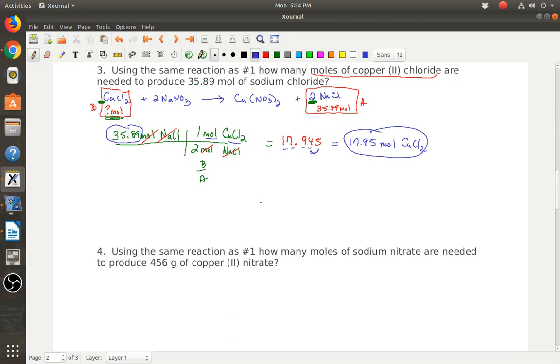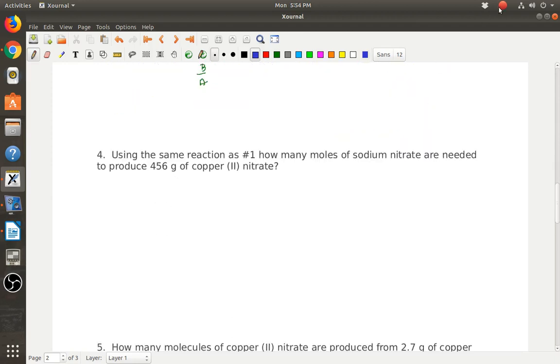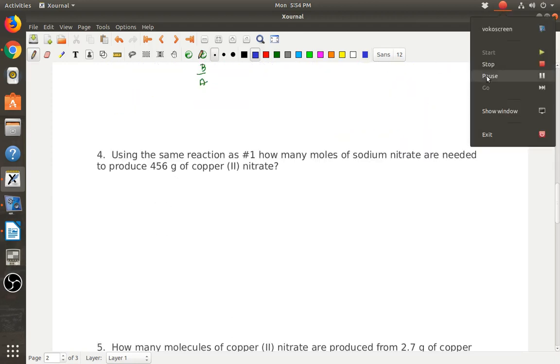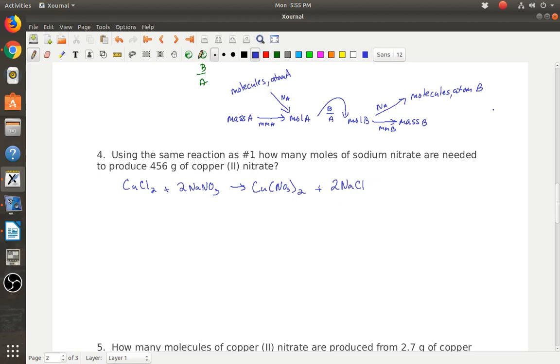We're going to need the same pathway and the same reaction. I'm going to write them in. So I wrote the pathway again, and here's the question. How many moles of sodium nitrate? This is sodium nitrate. NO3 is nitrate. Question mark, moles. Are needed to produce 456 grams of copper 2 nitrate. This is copper 2 nitrate.